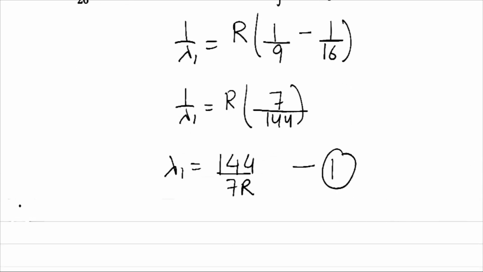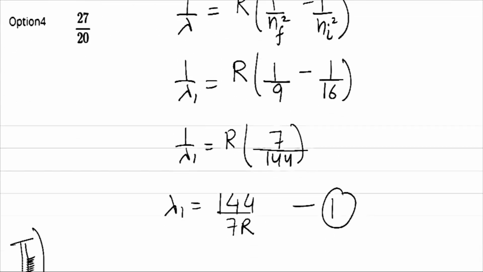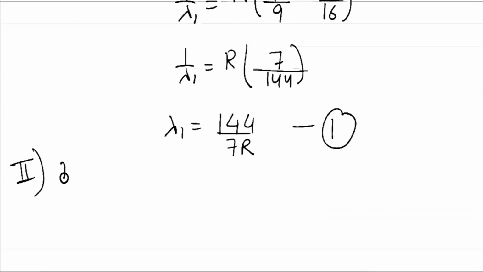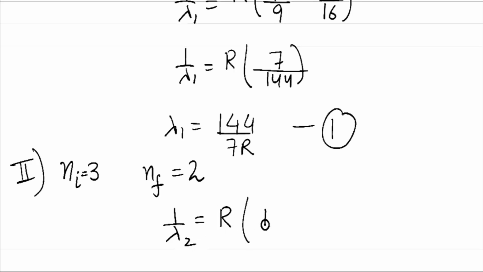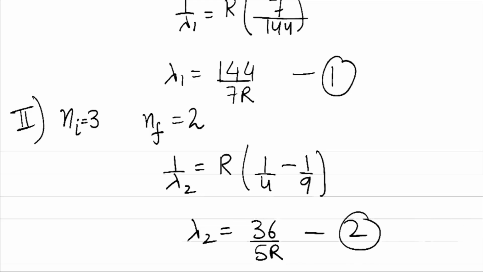Now in the second case, in the question it is written that the electron jumps from the second excited state to the first excited state. That means the initial state is 3 and the final state is 2. Now again using the formula for hydrogen spectrum, 1 upon lambda equals R times 1 upon 4 minus 1 upon 9. So on solving we get lambda 2 equals 36 upon 5R. This is assumed to be the second equation.